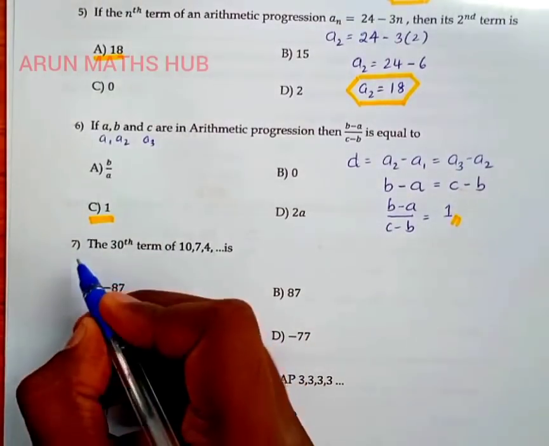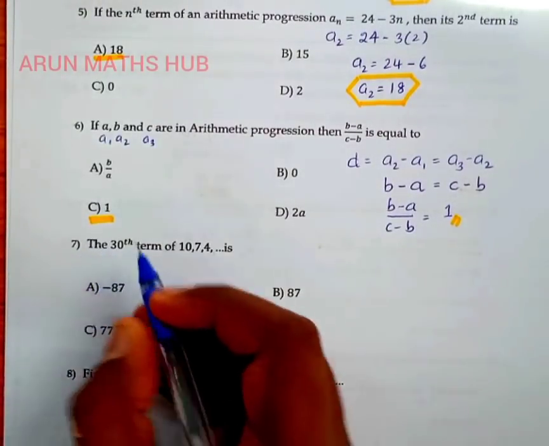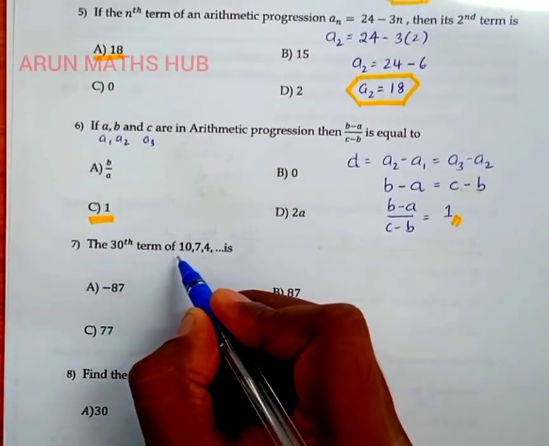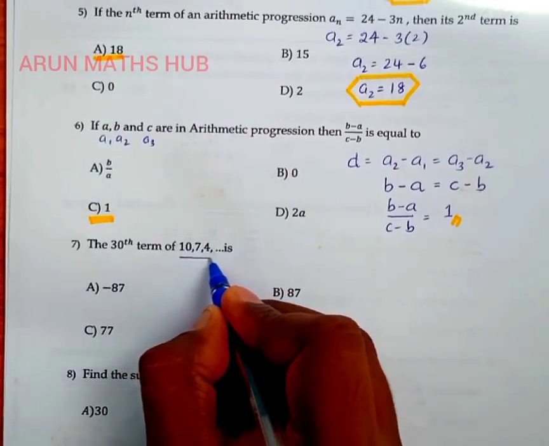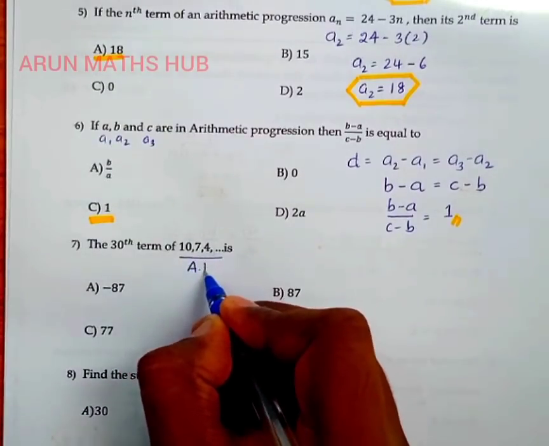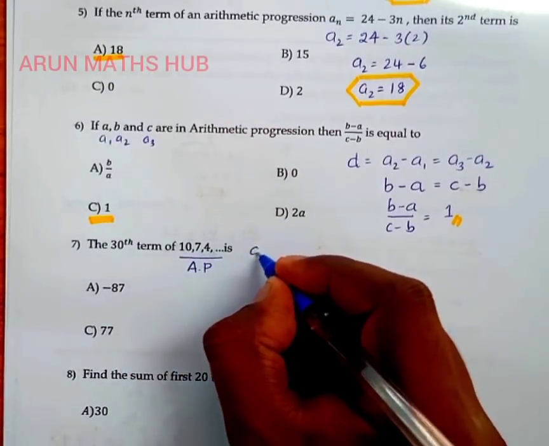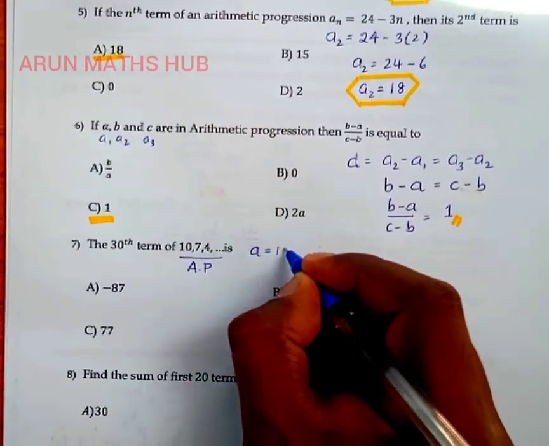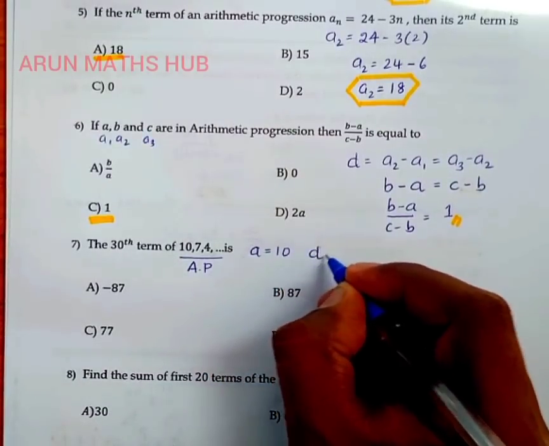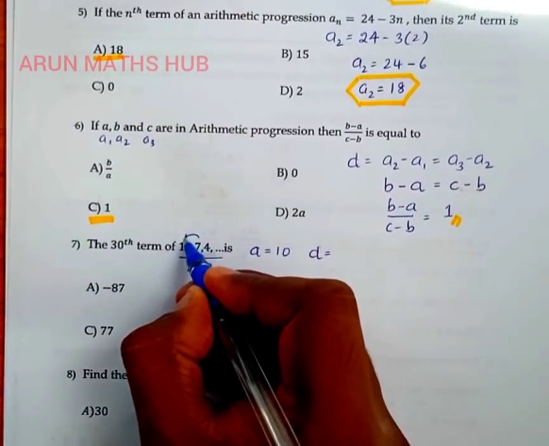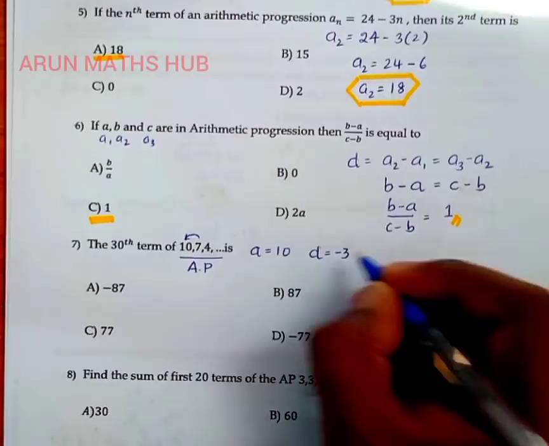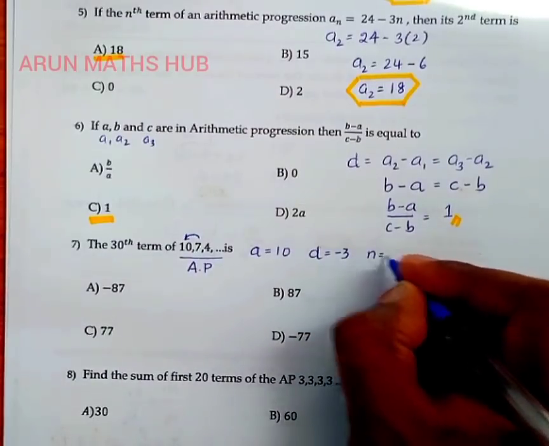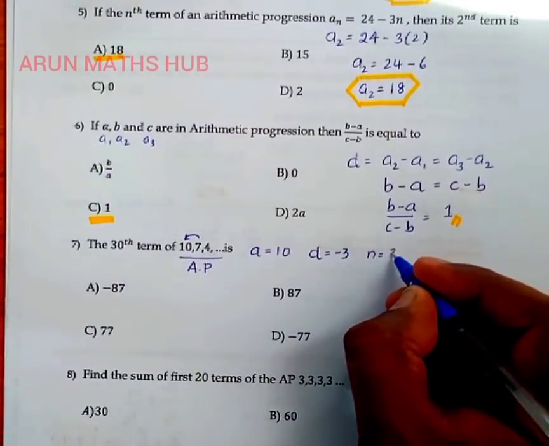The seventh question: the 30th term of 10, 7, 4 is. We need to find out the 30th term of the given AP. The given AP is 10, 7, 4. Now find out the first term. A equals 10 and d equals a2 minus a1, that is 7 minus 10, which is minus 3. The value of n is 30.